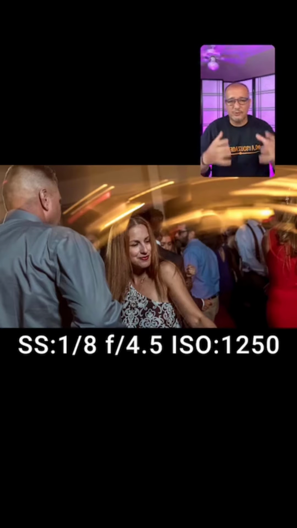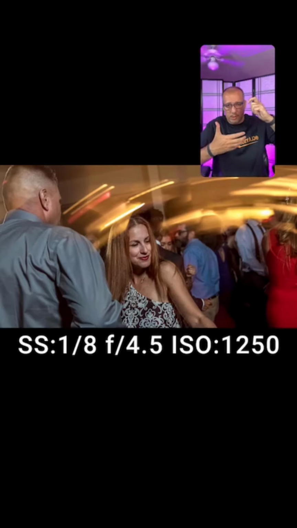We don't want to kill the ambient light, guys. You want the ambient light to be present, because that's what's nice about those reception halls. And 1/8 on my shutter speed allows me, when I shoot, and I just flip the camera like this, boom, pretty quick, shoot and flip. Shoot and flip, shoot and flip, right?